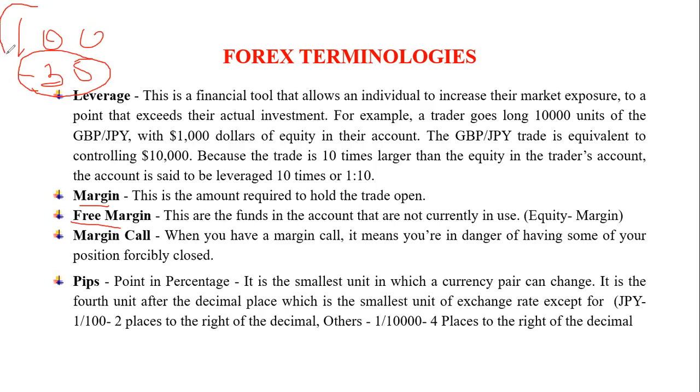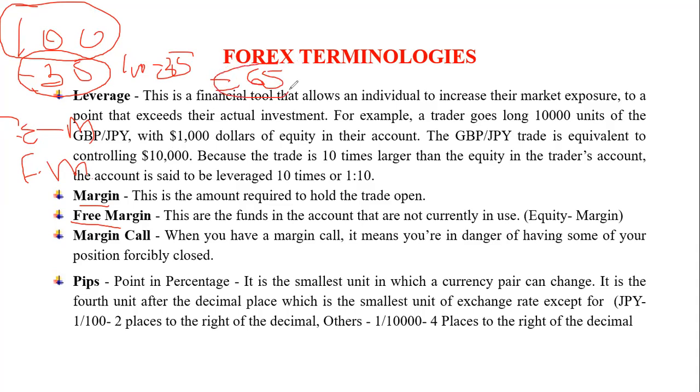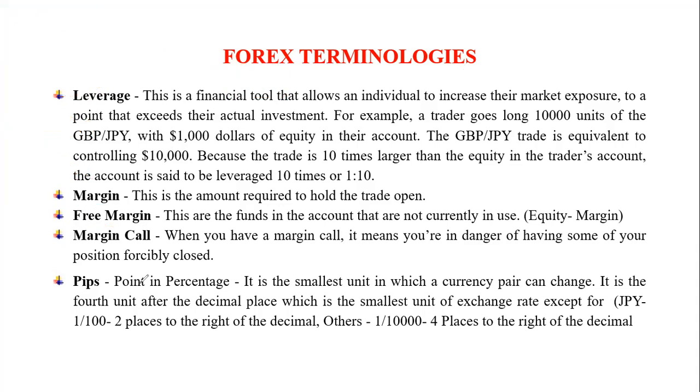Your balance or your equity was $100. So to get the free margin, you say the equity minus the margin. For the example here, we say 100 minus 35 is supposed to be what? 65. So this is now the free margin. 65 will be our free margin.